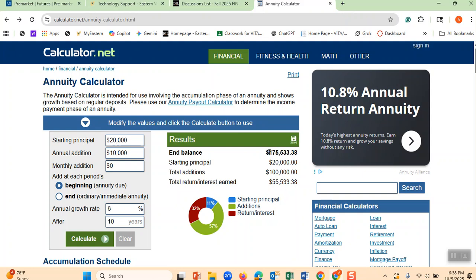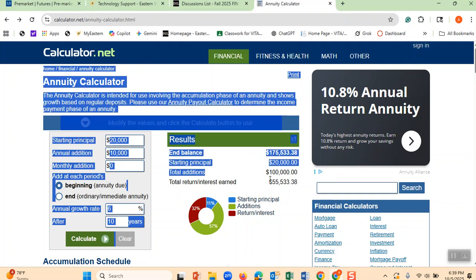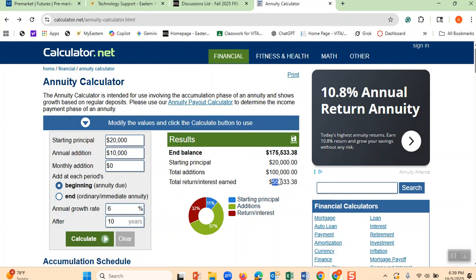which means in addition to the $1,000 that I get from Social Security, I will have $175,000 in a very solid and important bank. How did it come to become 175? Originally I had $20,000 here. For 10 years, I put $10,000 each year, that's $100,000. And then the interest went through and was added to it, which was 55.